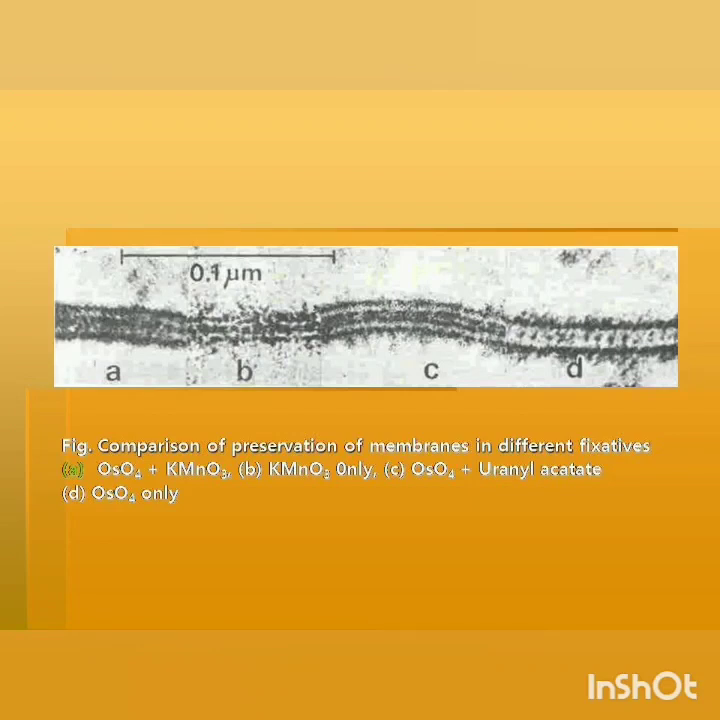Comparison of preservation of membranes in different fixatives. Osmium tetroxide plus potassium permanganate in first picture, only potassium permanganate in second picture, osmium tetroxide plus uranyl acetate in the third picture, and osmium tetroxide only in the fourth picture.